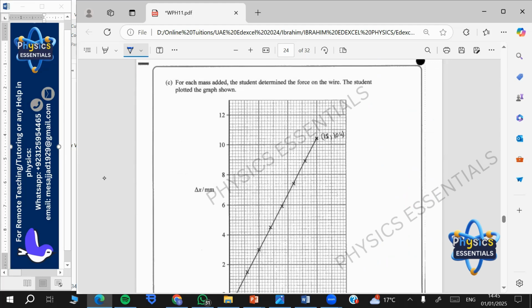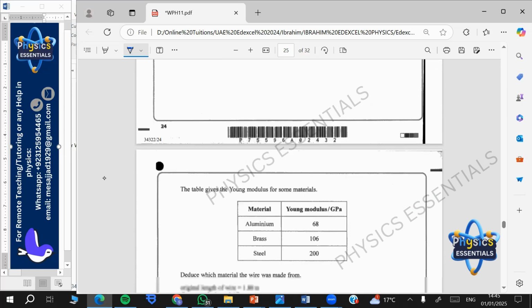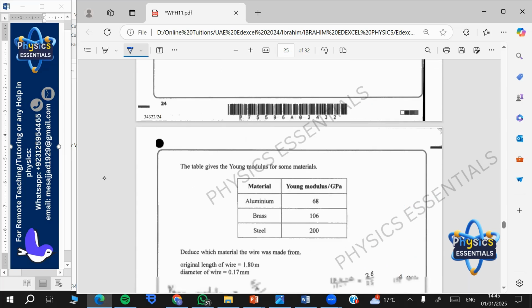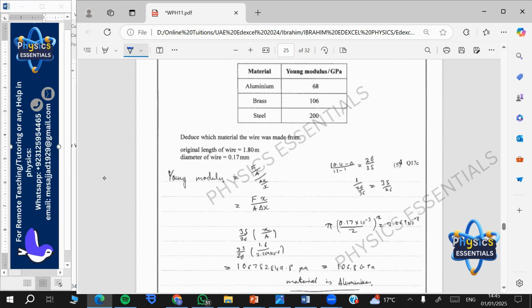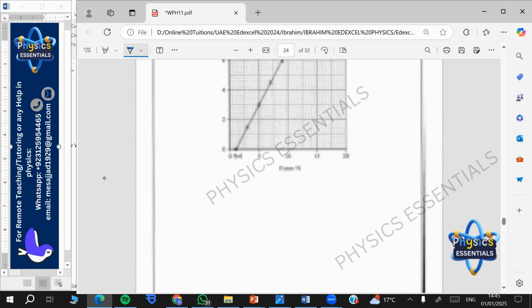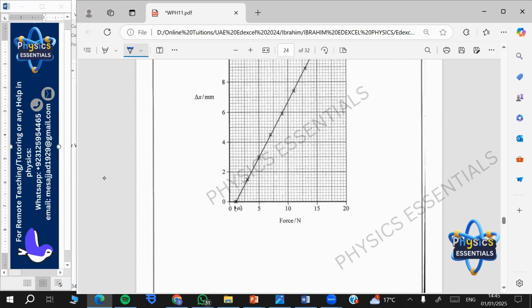Okay. From each mass added, the student determined the force on the wire. The student plotted the graph shown. The table gives you the Young modulus for some materials. Determine which material the wire was made from. So they have already provided you the graph.